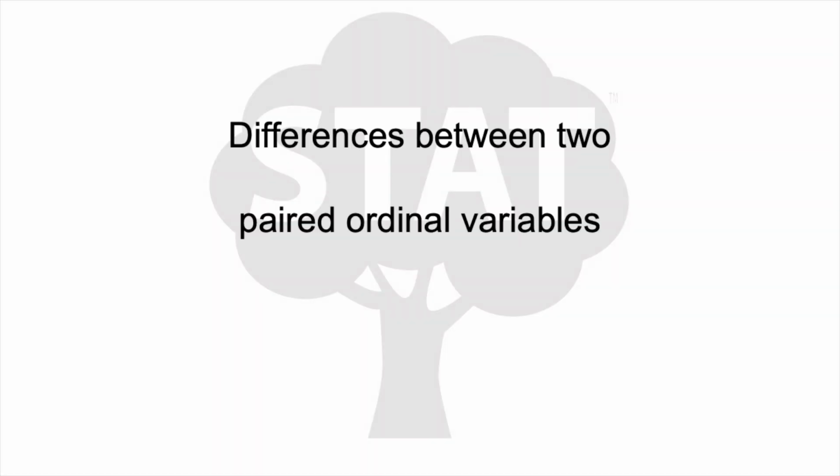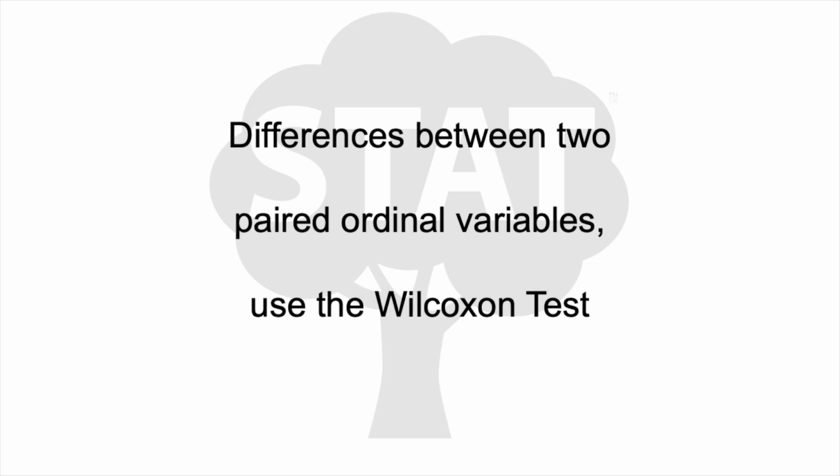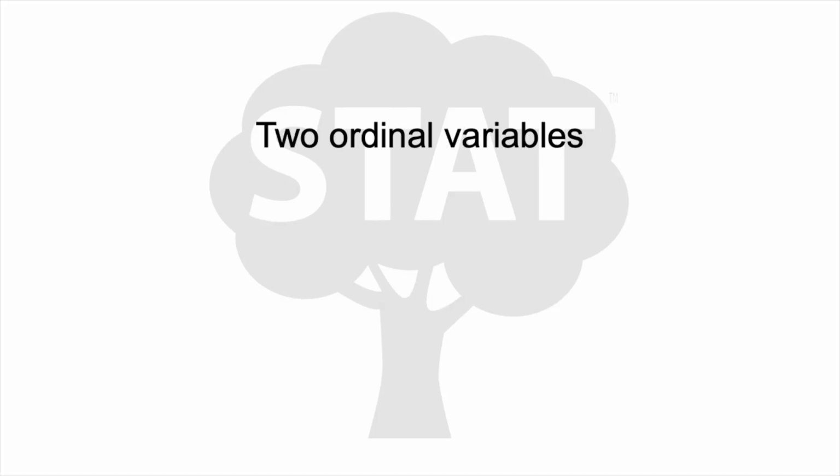To test whether there are differences between two ordinal variables, the Wilcoxon matched pairs signed rank test would be appropriate. This test is similar to the paired samples t-test, but for ordinal or non-normally distributed continuous variables. You will need two ordinal variables or two continuous variables where the assumption of a normal distribution of the differences has not been met in order to run this test.